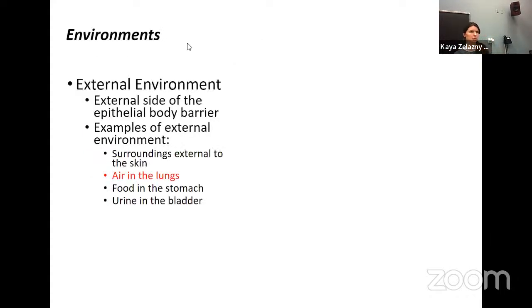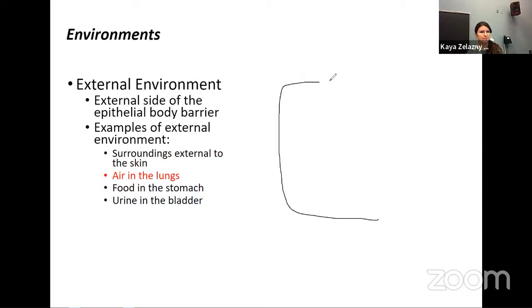Okay. So I'm going to draw this out as we go through to highlight different pieces. When we're talking about the external environment, we're thinking about anything outside the epithelium, so outside this barrier layer. The most obvious one is the skin, so we have our skin layer. We also have an epithelial lining in the lungs. As you breathe air in, it's not really inside your body in a physiological sense yet. I don't know why I drew that lung that way.